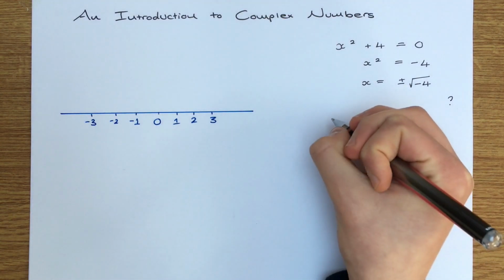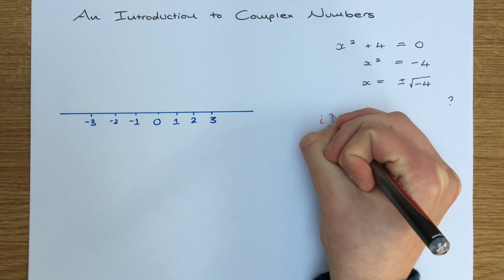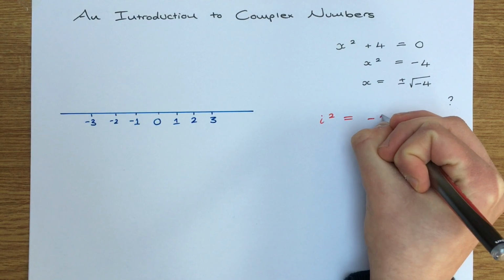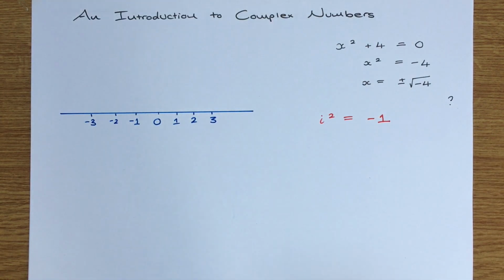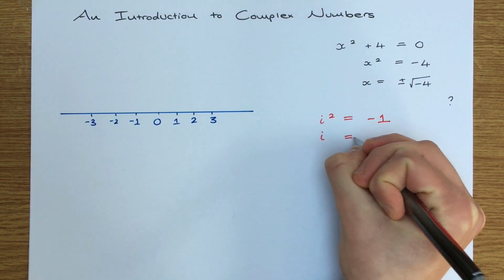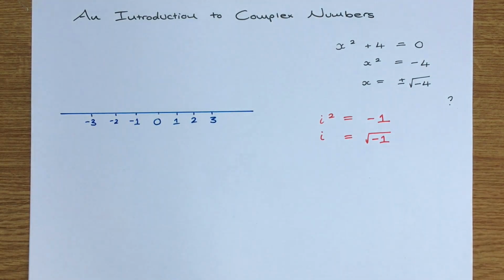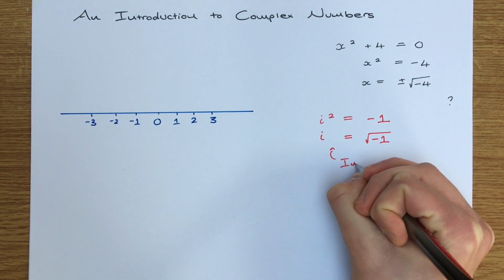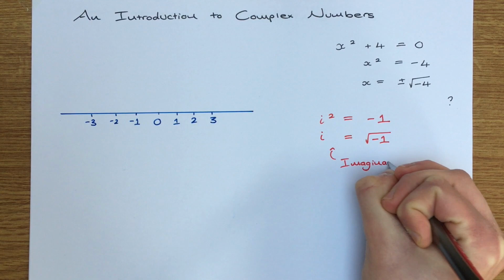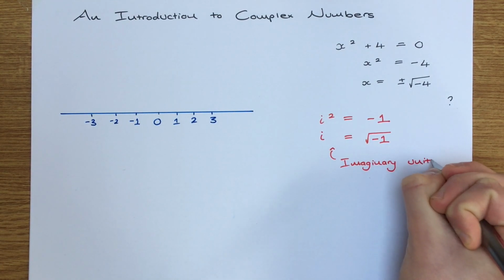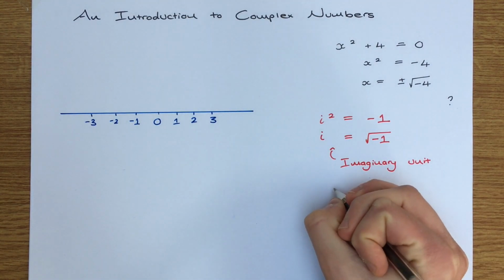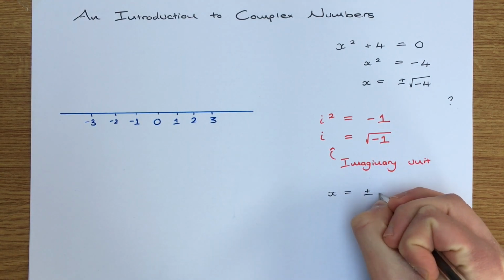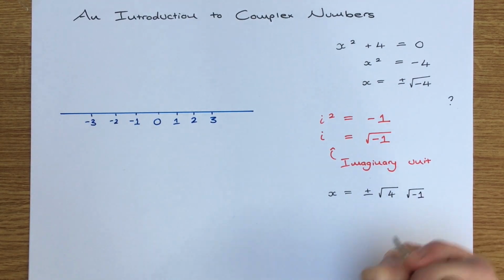Well, back in the 16th century, mathematicians defined a new number i that has the property that when squared is equal to minus 1. Therefore, i is equal to the square root of minus 1, and they called this number the imaginary unit. Using this new number i, we can solve our equation, getting x is equal to plus or minus 2i.